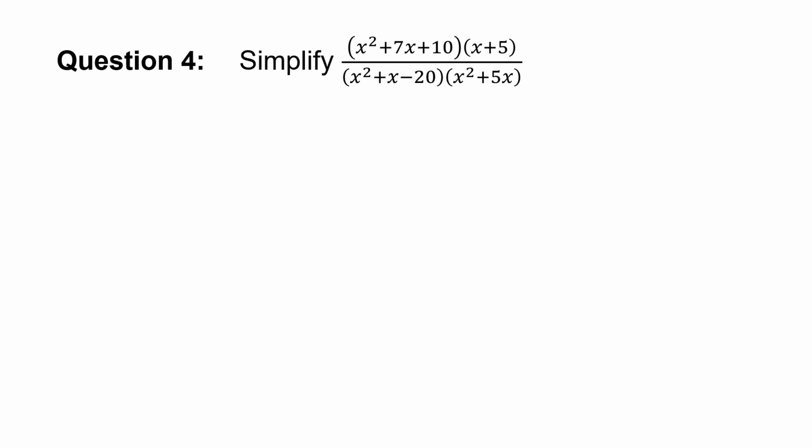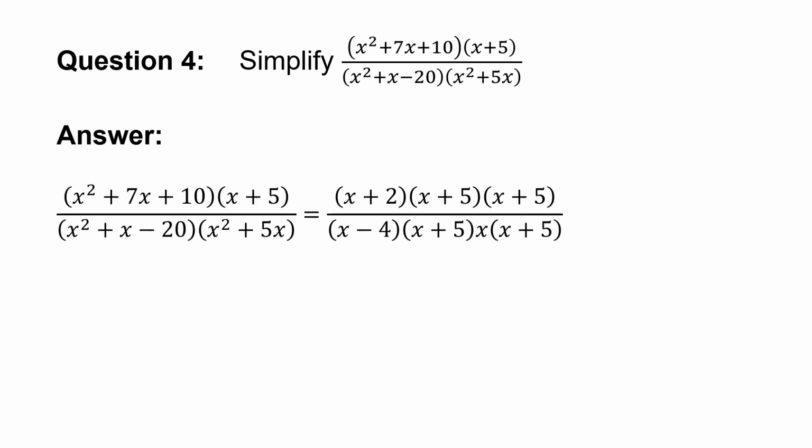So here we're going to have a quadratic that we need to factorize on the top and the bottom. So x squared plus 7x plus 10 can be factorized as x plus 2 times x plus 5. We have x squared plus x minus 20, which can be factorized as x minus 4 times x plus 5. And then we have this x squared plus 5x, which can be factorized as x times x plus 5.